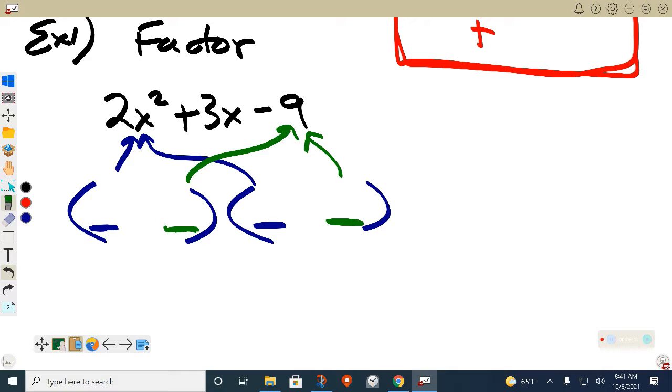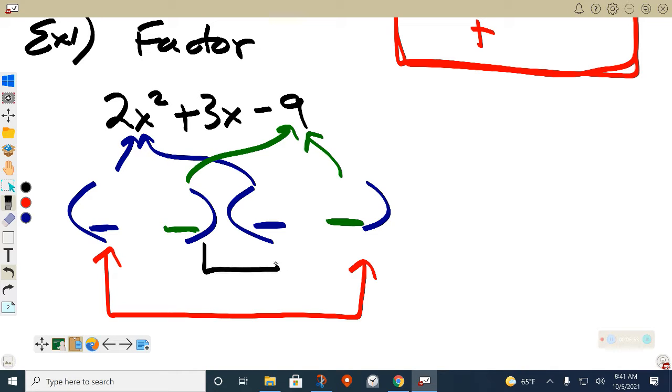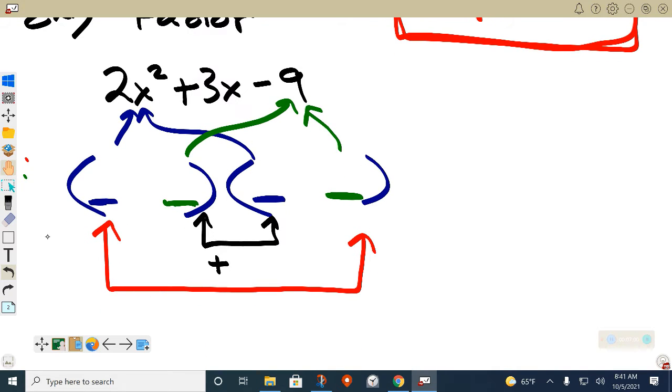And then watch this now. The outsides multiplied plus the insides multiplied, I'm going to put a big plus there, is going to become the 3x. I'll put O plus I. Outsides and insides become the 3x. So we have to tinker with numbers, in other words. It's kind of like a combination code. It's like a number puzzle in one sense.